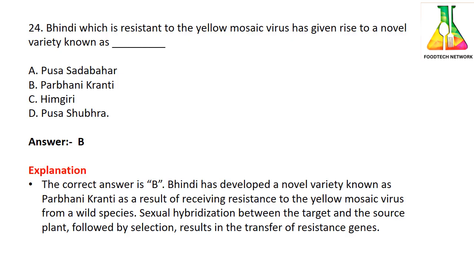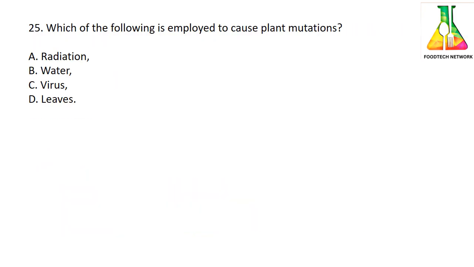mosaic virus. Sexual hybridization between the target and the source plant followed by a selection results in the transfer of resistance genes. 25. Which of the following is employed to cause a plant mutation? Option A, radiation. Option B, water. Option C, virus. And option D, leaves.